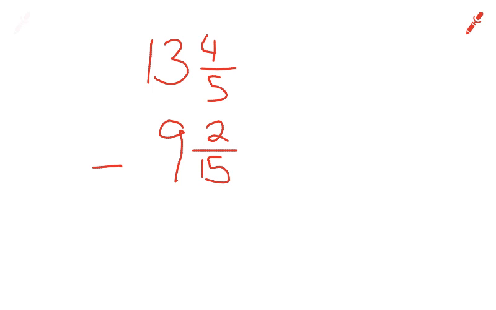The problem they give us is 13 4/5 minus 9 2/15. All right. Well, we don't have common denominators, so I'm going to make it so we do. I've got to think of a number that 5 and 15 both go into. What's a number that 5 and 15 both go into?